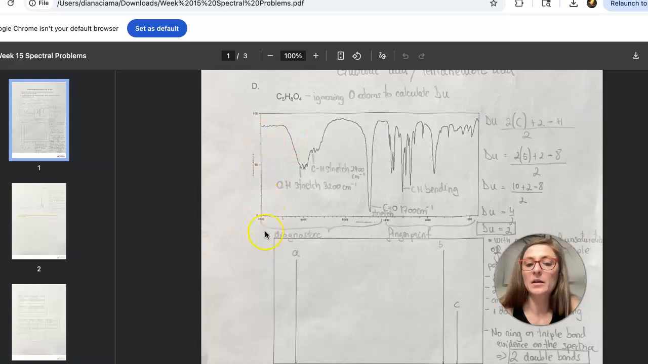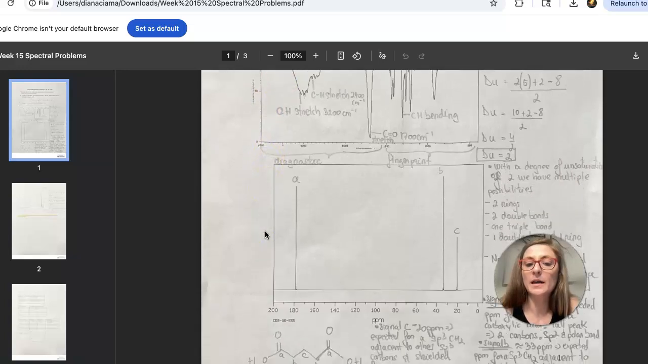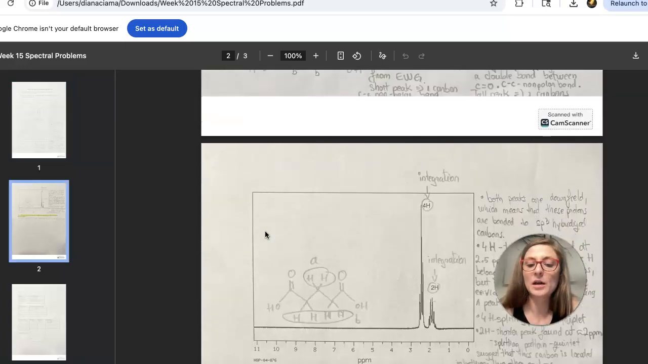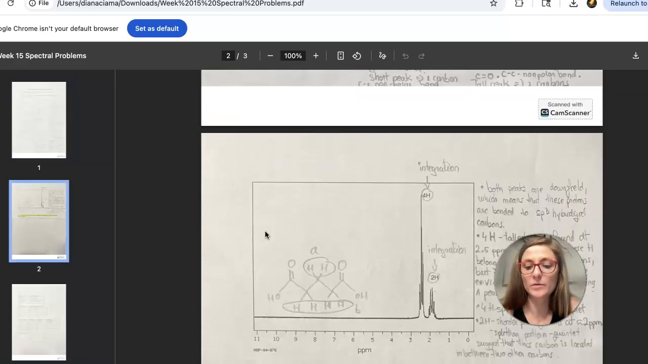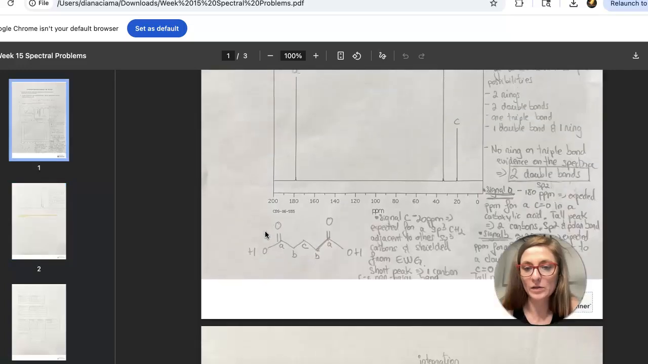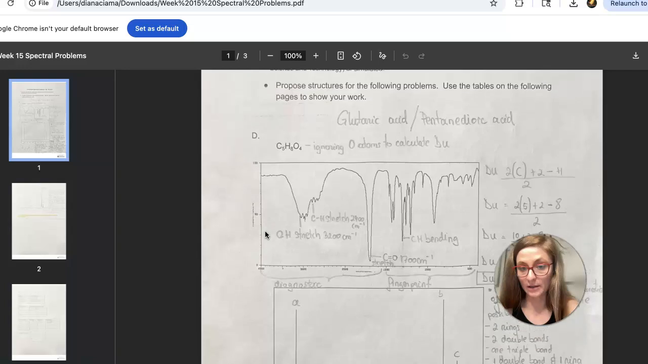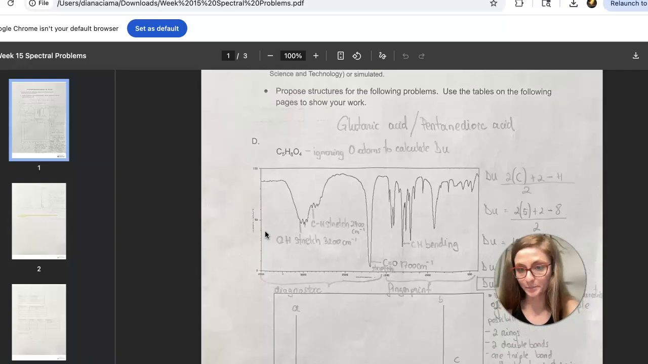At the top I have the IR spectrum. At the bottom I have the carbon-13 spectrum. And on the next page I have the hydrogen spectrum. And I'm going to start explaining how I got to the conclusion that this is glutaric acid.